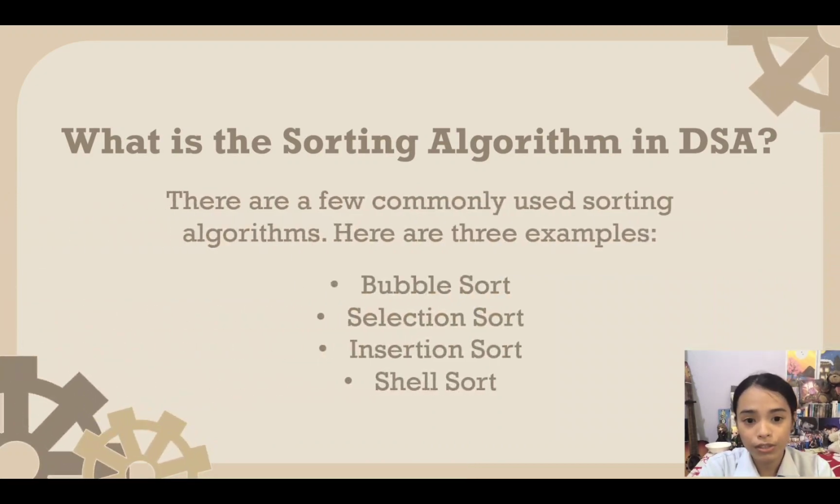There are a few commonly used sorting algorithms: the bubble sort, selection sort, insertion sort, and lastly, shell sort. These are different sorting algorithms, each with its own advantages and disadvantages. In terms of efficiency, simplicity, and stability, each of these algorithms has its own characteristics and performance trade-offs. The choice of sorting algorithm depends on factors such as the size of the dataset, the nature of the data, and the required efficiency of the sorting process.